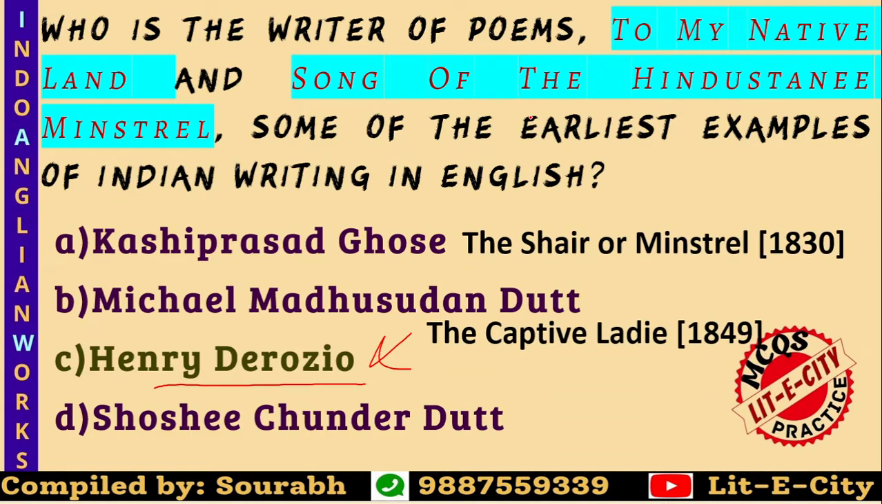Kashi Prasad Ghosh wrote The Shair or Minstrel back in 1830, and Michael Madhusudan Dutt, a very important name, his most popular poem being The Captive Lady, published in 1849.